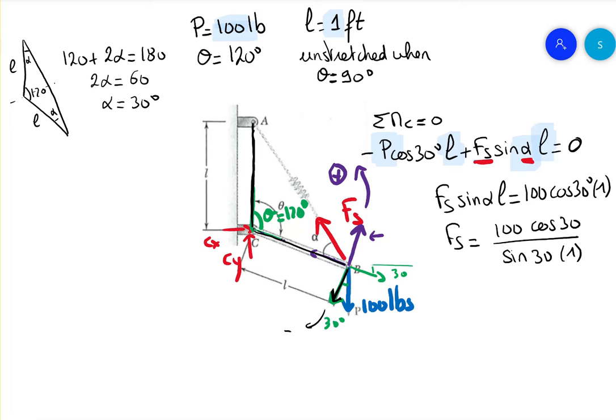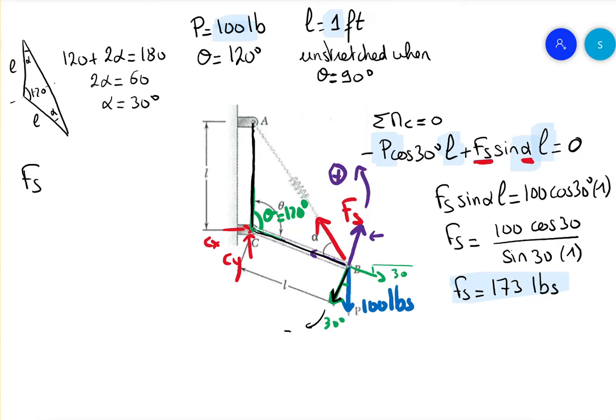100 cosine 30 divided by sine 30. 173. So the force of the spring is 173 pounds. Okay, cool. Now the question is to find K.